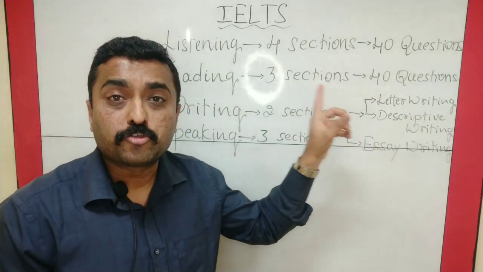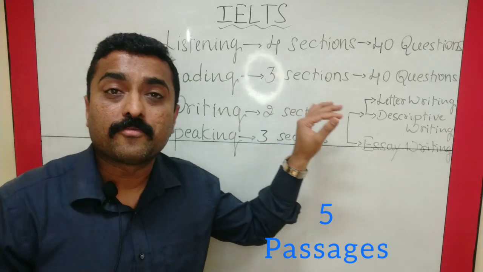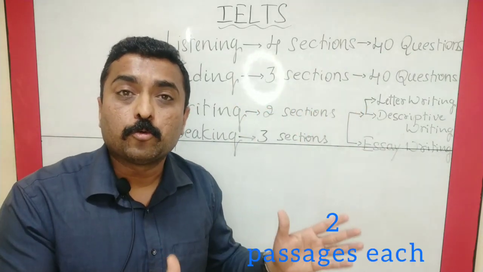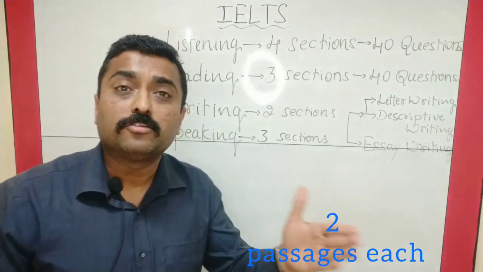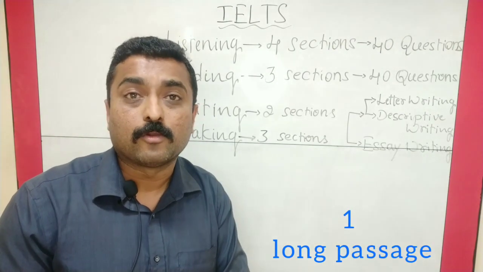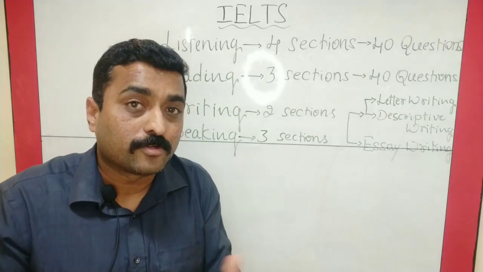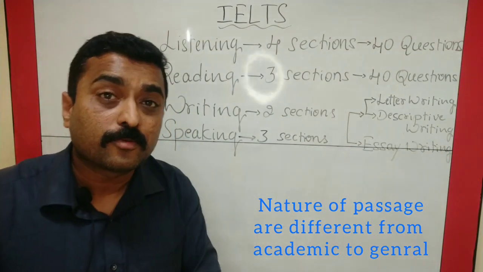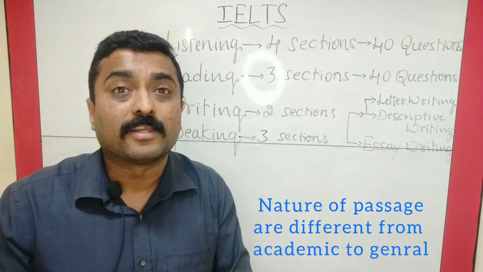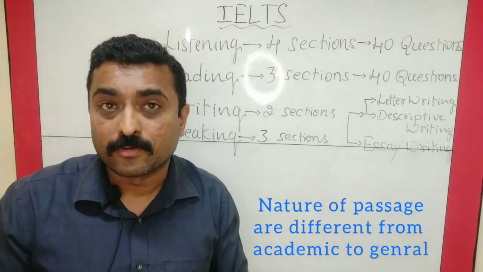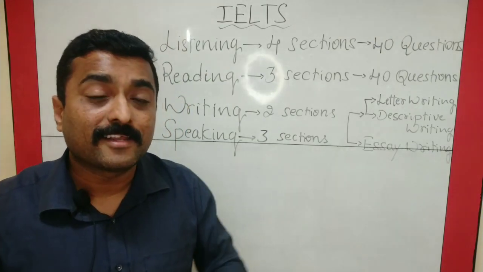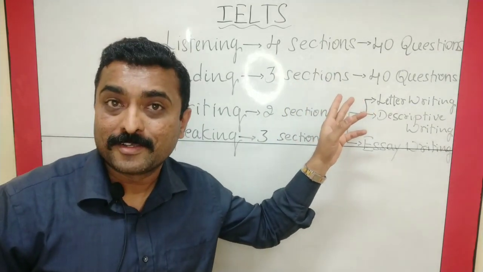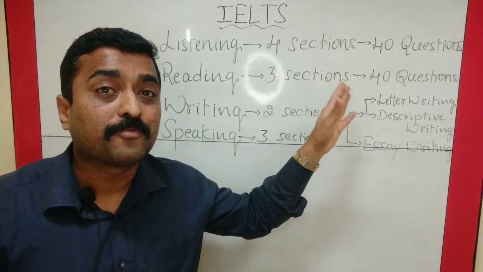So here in general, you basically have 5 passages, where section 1 and 2 would have 2 passages each, and section 3 will have 1 long passage. So that is the actual difference. And not only that, even the nature of the passages in general as well as academic would completely differ. So we would talk about this in detail when we handle each of these sections one by one. All right? So stay connected to me for that.